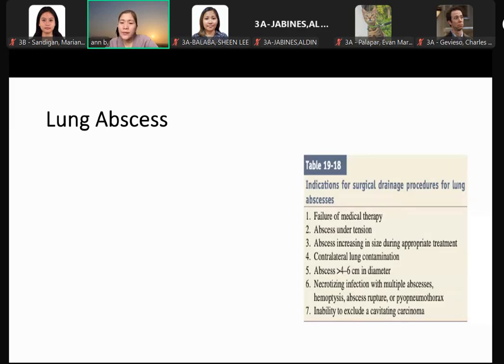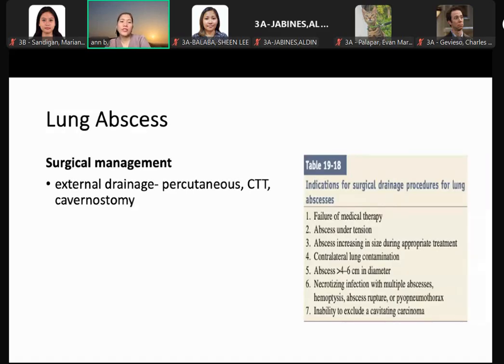Necrotizing infection with multiple abscesses, hemoptysis, abscess rupture or pneumothorax, inability to exclude a cavitating carcinoma. So that's why we also need to aspirate these kinds of abscesses. Sometimes it could be a cavitating squamous cell carcinoma.